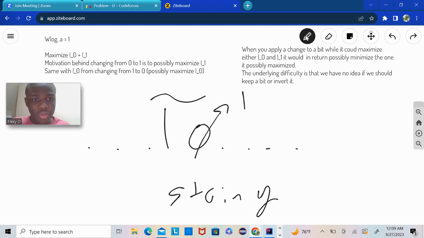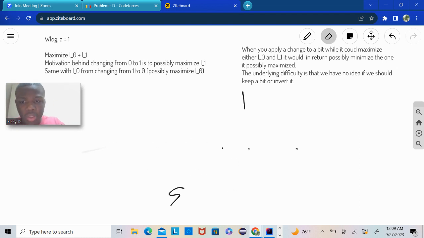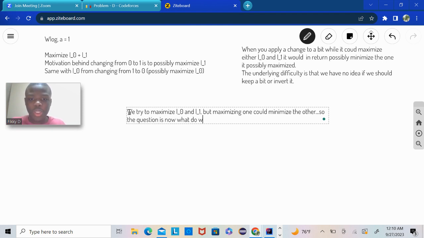So let me erase this nonsense. I really wanted to be very clear with your thoughts and say: this is the difficulty, and this is how I'm going to solve it. The difficulty is that we try to maximize L0 and L1, but maximizing one could minimize the other. So the big question is now, what do we do?